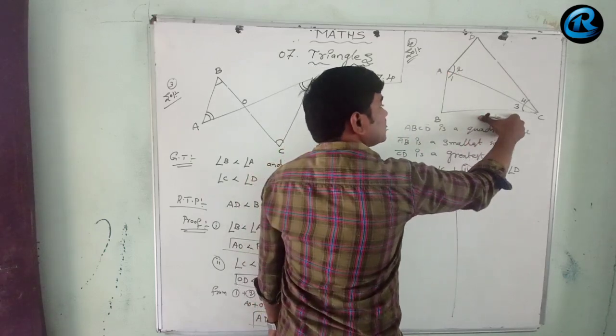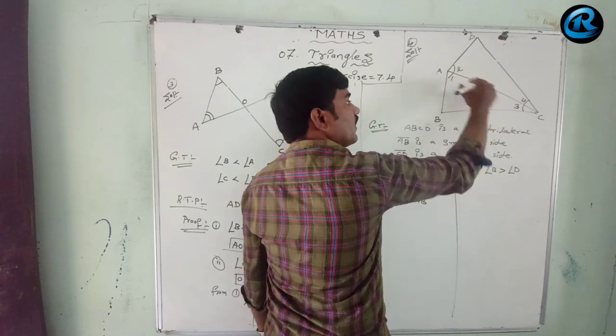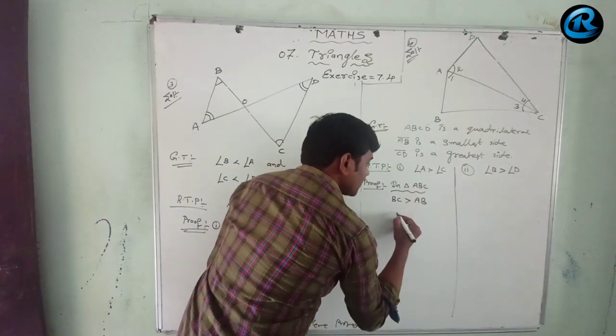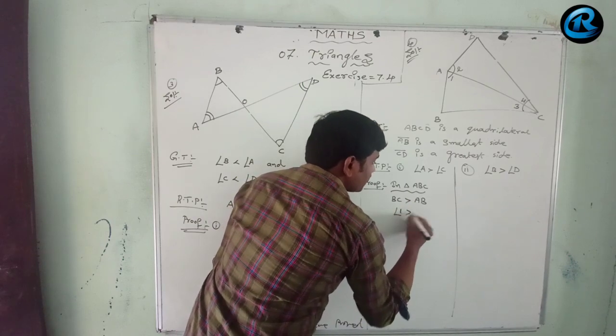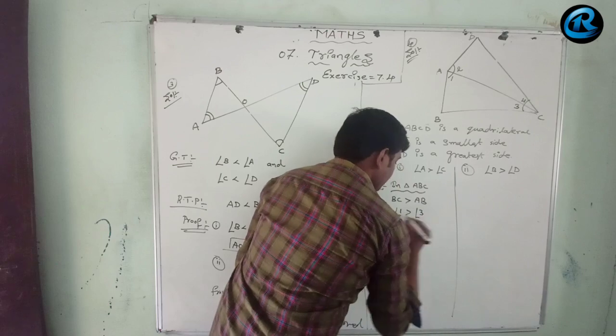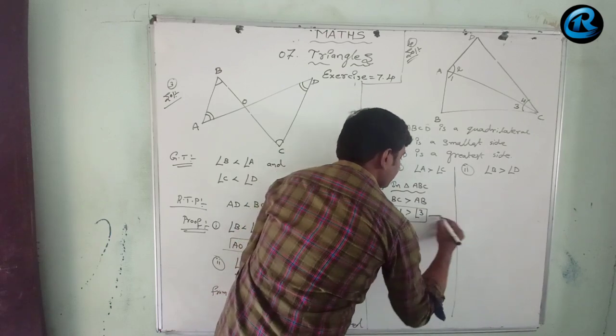So the angle opposite to BC is angle 1. For AB, the opposite angle is angle 3. This is equation number 1.